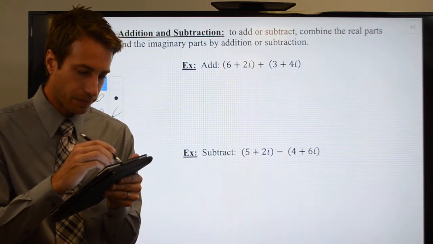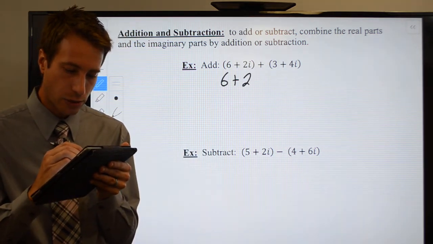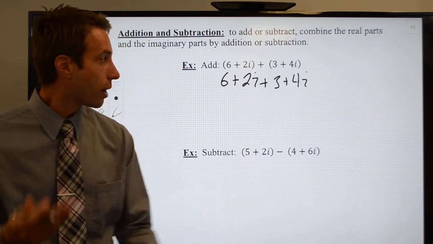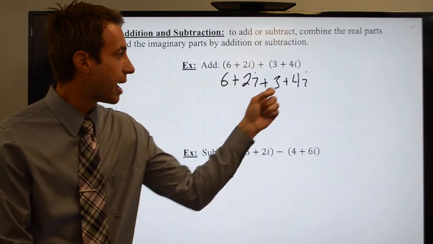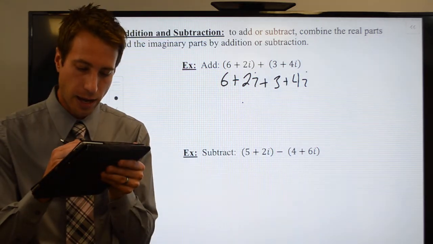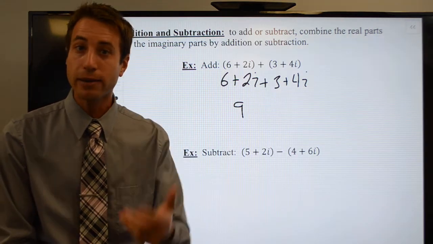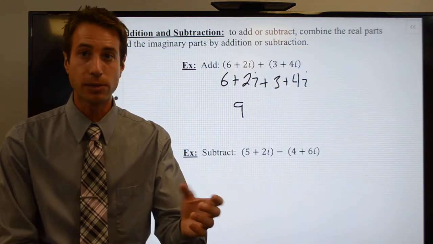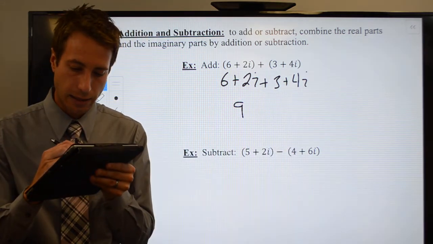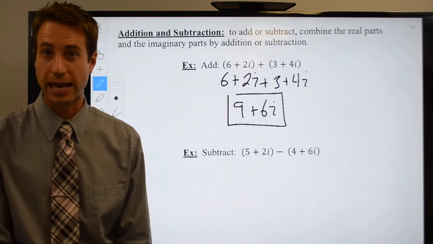In the first one, here's what I've got. I have 6 plus 2i plus 3 plus 4i. Well, I combine like terms. I have a 6 and a 3. Those are both real numbers, so I put them together. I get 9. 2i and 4i are both imaginary, so that means they're like terms. I put them together, and that gets me 6i. And it is just that easy.